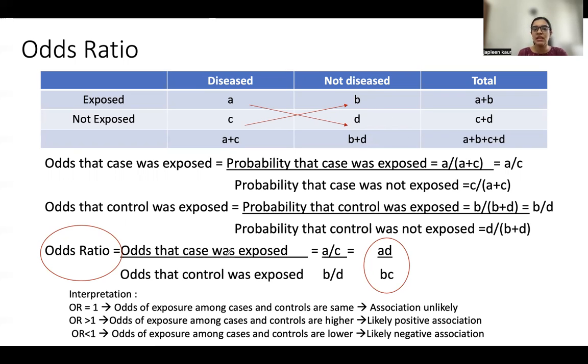So the odds that the case was exposed to the odds that the control was exposed is A by C plus B by D, so AD over BC. So if you make the 2 by 2 table like this, A into D divided by B into C.